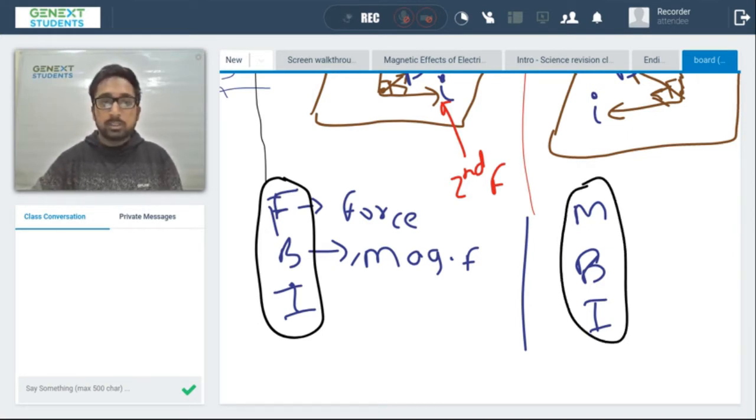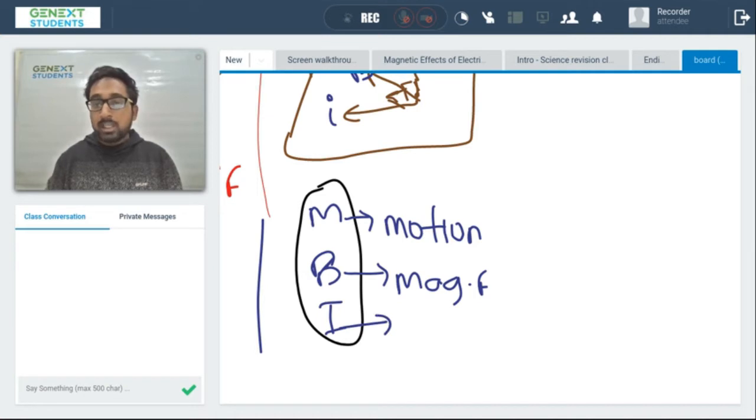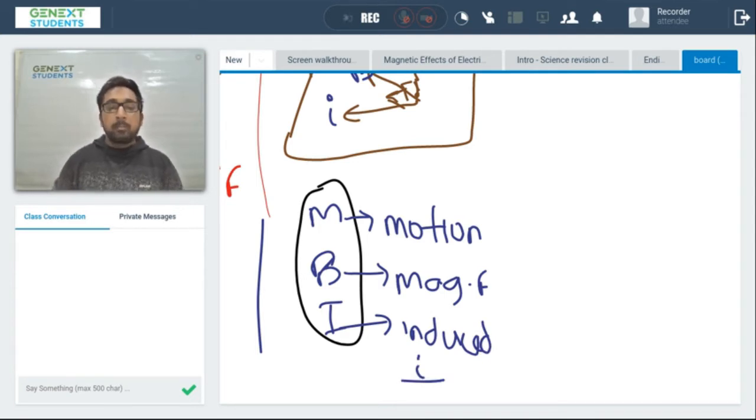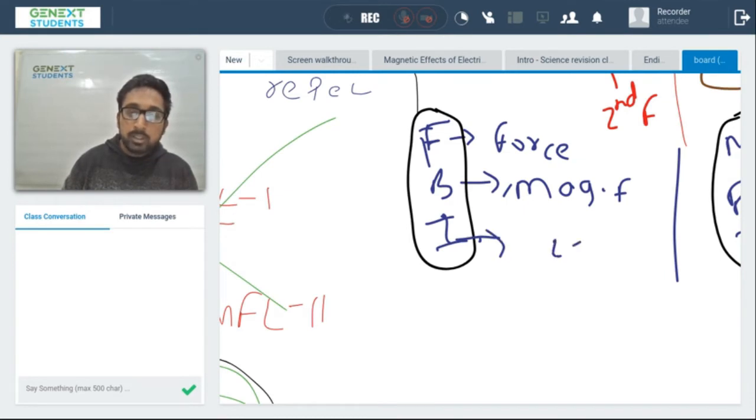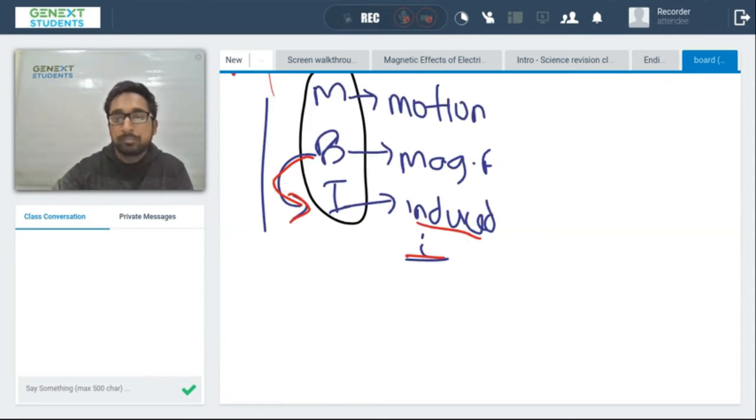What does M stand for? M stands for motion. What does B stand for? Same, magnetic field. What does I stand for? I is induced current. Why? Because in the earlier part, from current, I'm getting the magnetic field. But in this part, from magnetic field, I'm getting the current. This is opposite. In one section, I'm getting magnetic field from current, and in this section, I'm getting current from magnetic field. That is why it is known as induced current. So it is MBI and that one is FBI. Get the basic difference very clear right away.